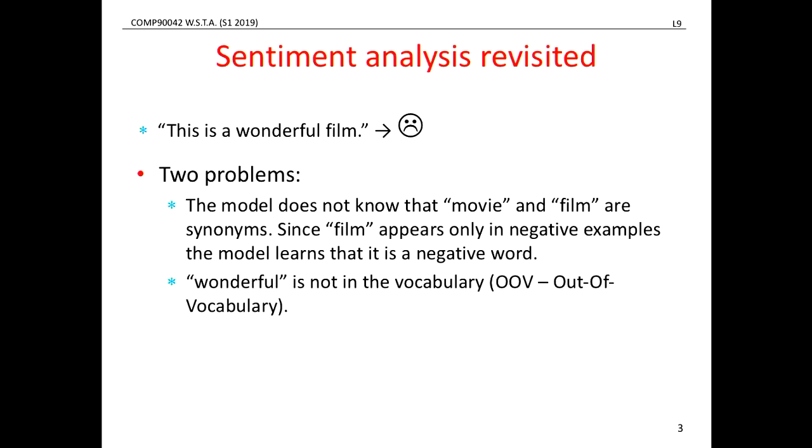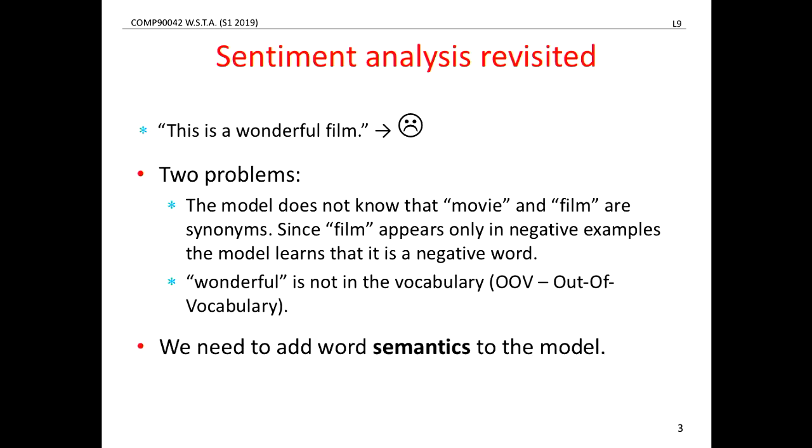Okay, so wonderful is not in the vocabulary. This is what we call an out-of-vocabulary word. We're not going to be able to process it unless we have some other information. So what we'd like to do is to add some semantics to the model. We'd like this approach to know some more information about our lexicon, to know that these words are linked, to know that they're synonymous, or to know that their meanings have some overlap, for instance.